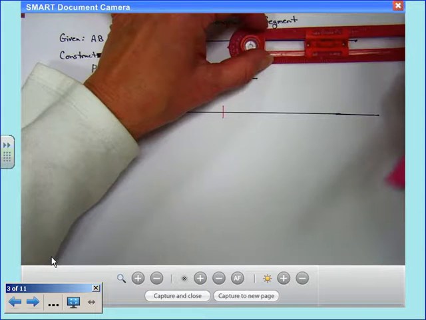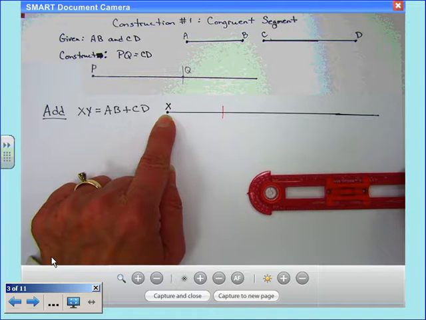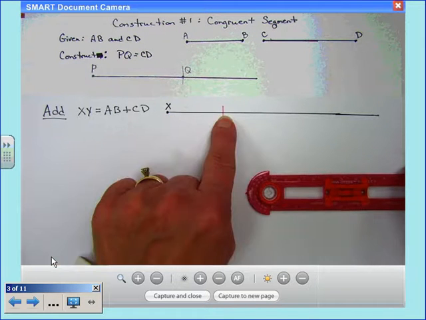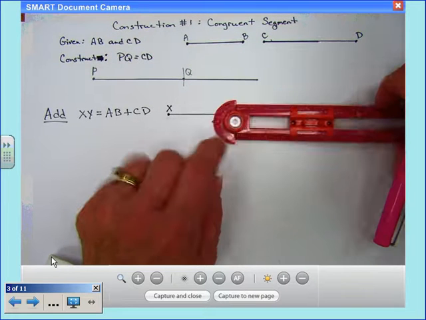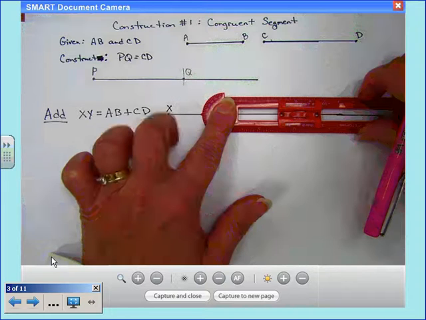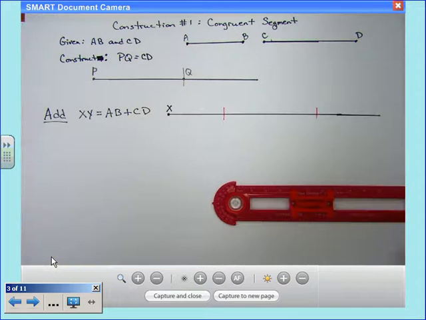Okay? When you get that measurement, you'll bring it down, and we're not going to start at X this time because this is my length from A to B. I need to add now on the length CD. So we start at that end point and continue to add to this segment length the length CD.